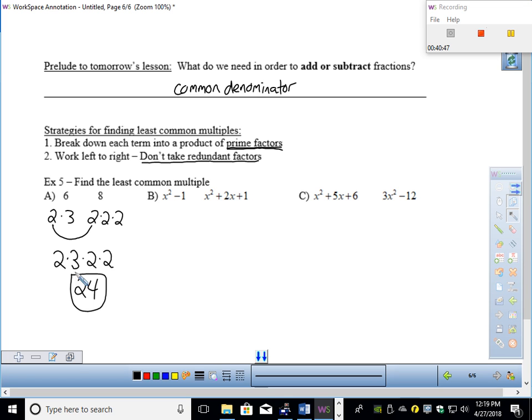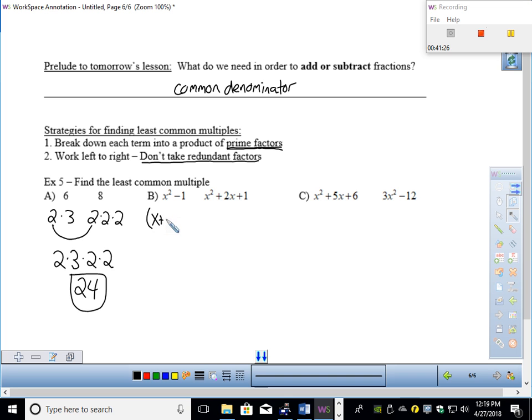Now what would have happened if I accidentally didn't treat it as a redundancy and I took both factors? And if I multiplied another 2 in, you would see I'd get 48. Now 48 is, of course, a multiple of 6 and 8. But is it the lowest common multiple? No. So by treating this 2 that's in both lists as a redundancy and as a common factor, you take it once, and now you can get the least common multiple. Awesome. Let's go do B and C, and I think we can do it pretty quickly.